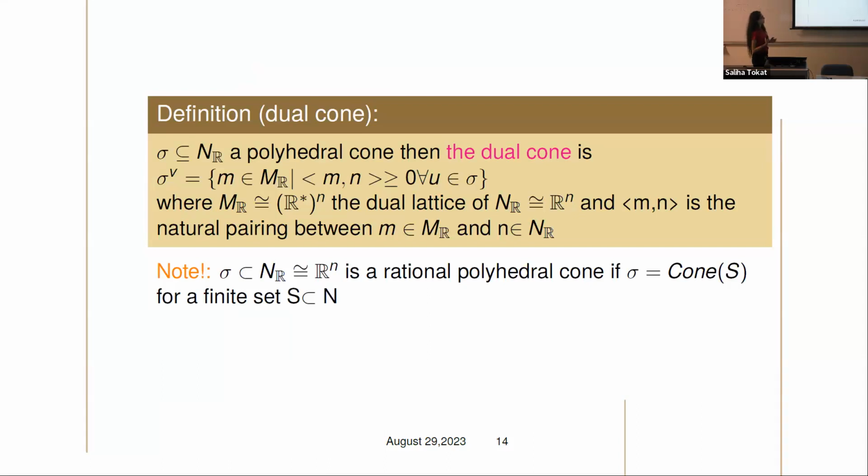So for these polyhedral cones, we can find the dual cone by taking the set of m in M_R with the inner product of m and u being positive for every u in the cone. So yeah, M_R here is the dual vector space of N_R, both isomorphic to R^n, and the inner product is just the natural pairing between M and N. If we have a rational polyhedral cone sigma, then sigma is equal to Cone(S) for a finite set S.